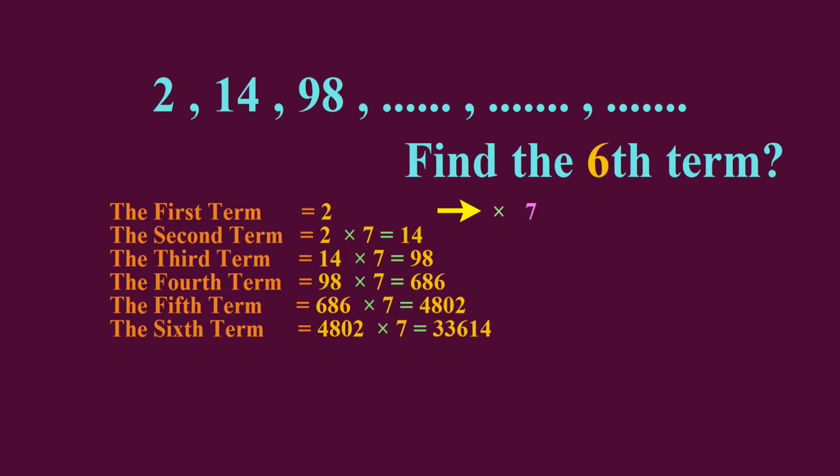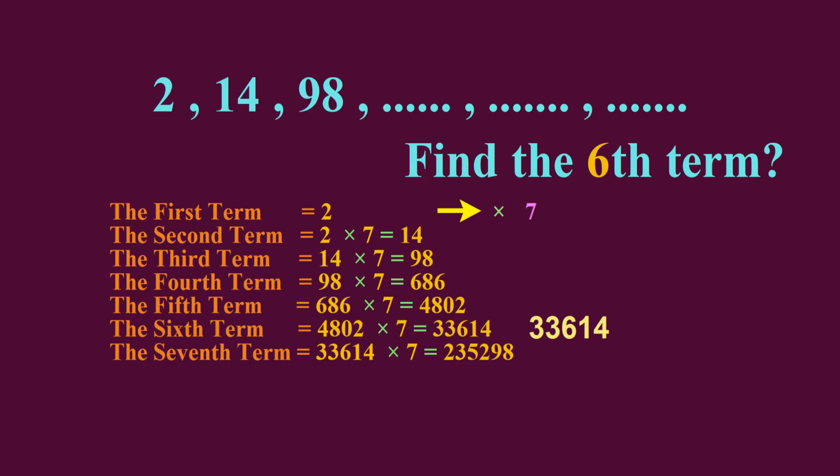33,614, and the seventh term is 33,614 times 7, which equals 235,298. And for our problem, we want to get the sixth term, which equals 33,614, and this is the solution by using the manual method.